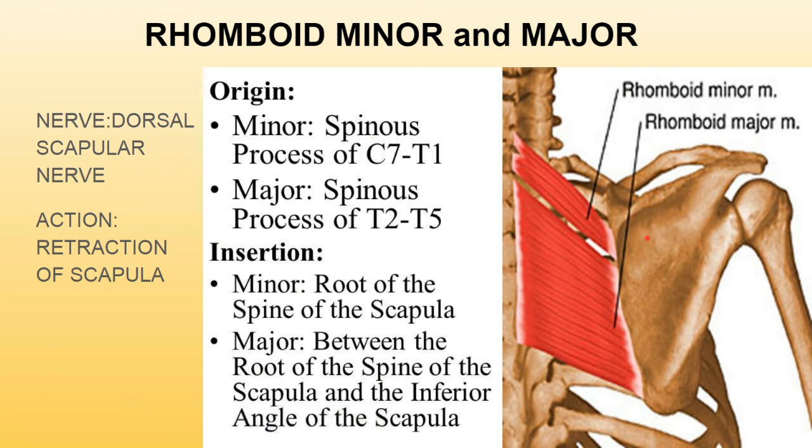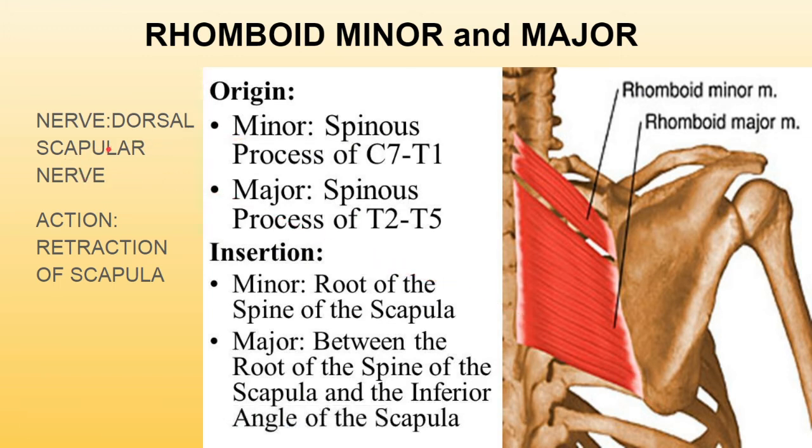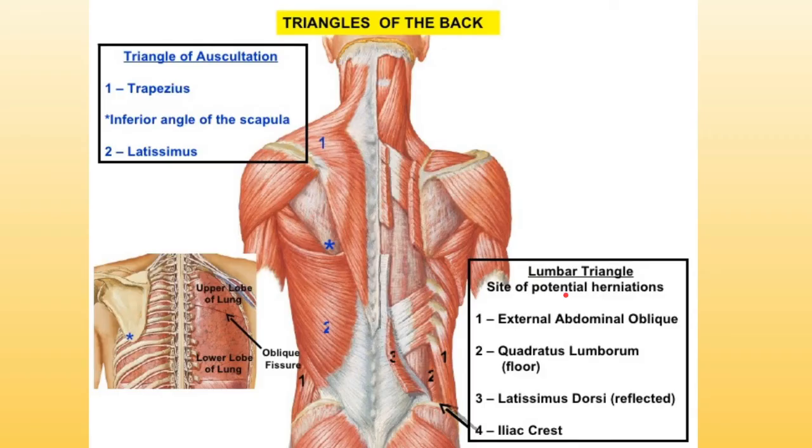Laterally, the minor attaches to the root of the spine of the scapula. The spine of the scapula is this one, and this is its root. The major attaches between the root of the spine of the scapula and the inferior angle of the scapula. It's very easy. Now the nerve supply is the dorsal scapular nerve, root value C5. The action is retraction of the scapula. If you remember, I told you in the trapezius muscle that along with the middle fibers of trapezius, the rhomboideus causes retraction of the shoulder and the scapula.